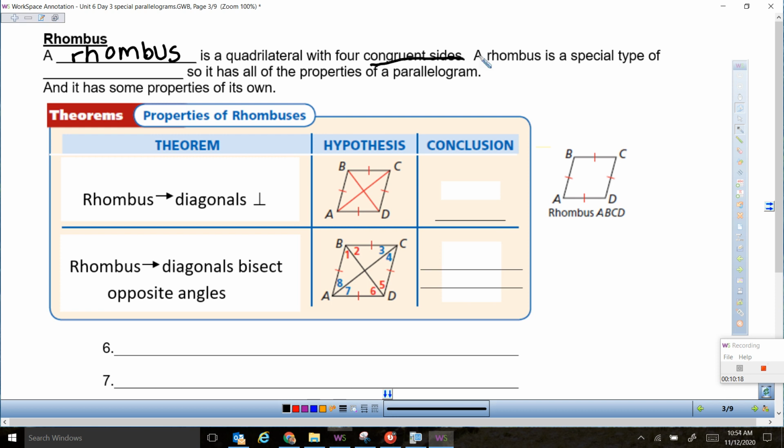For a quadrilateral to be a rhombus, you have to have four sides that are congruent. So that means a square is also called a rhombus, because does a square have four congruent sides? Yes, so a square is also considered a rhombus. But most of the time, the rhombus is not up and down like a square. It's kind of slanted a little bit. It's not square-like. Next one says that a rhombus is a special type of parallelogram.